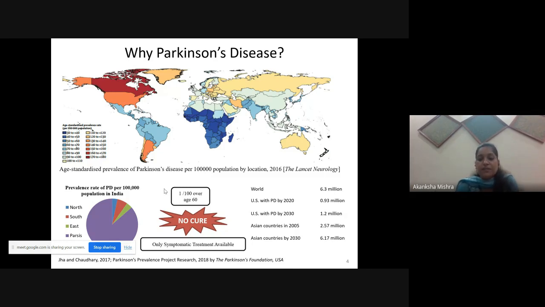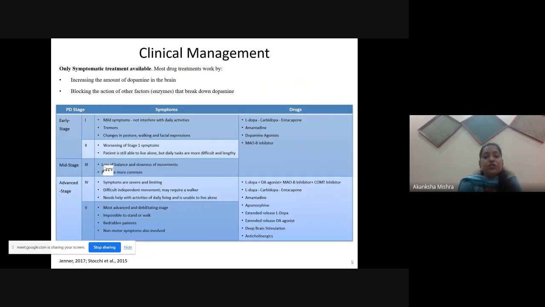And here is some simple data about the number of patients. We can see that by 2030 in the US, there would be around 1.2 million people suffering from PD. And in Asian countries, where India is involved, by 2030 there would be 6.17 million people suffering from Parkinson's disease. So the number of people is high, and again, there is no treatment available for the permanent cure of that degeneration of dopamine.